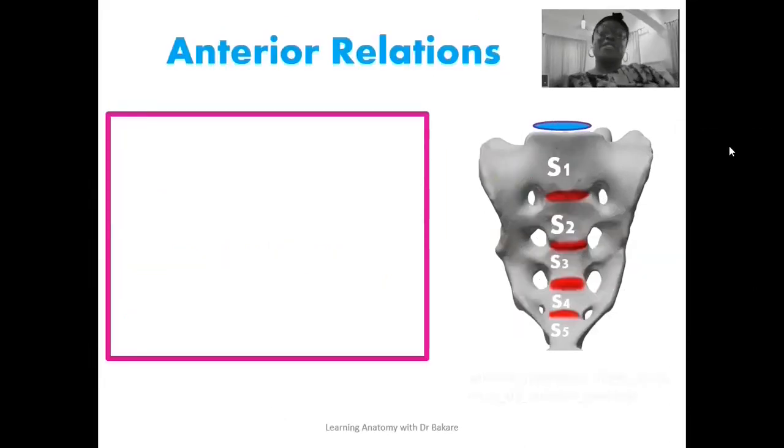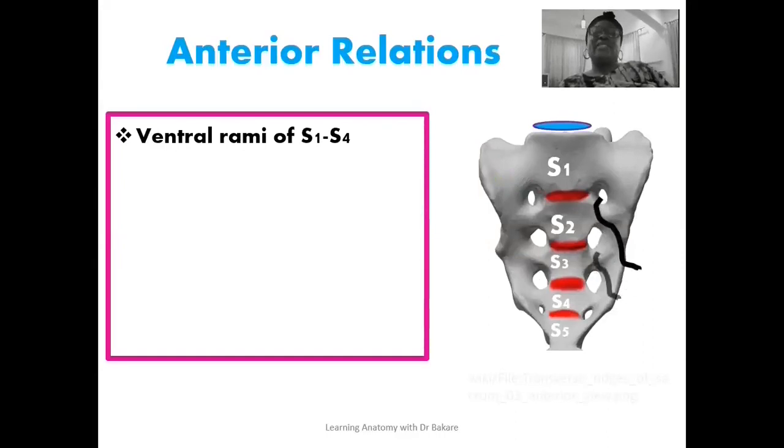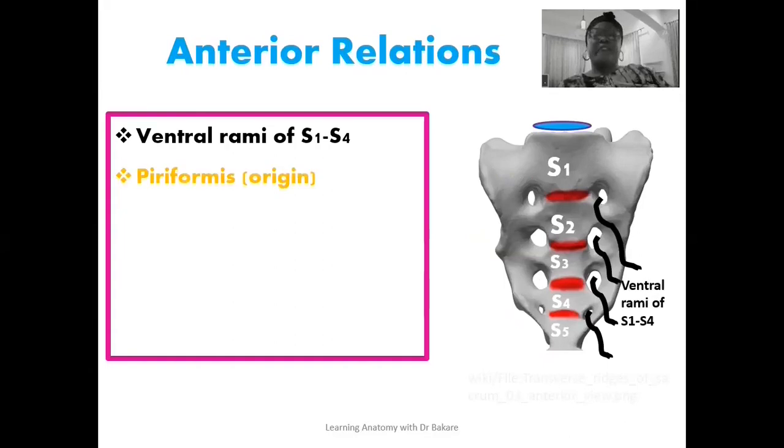So I've highlighted some of the structures that we have on the anterior surface of the sacrum. It's also good for us to dwell more on the structures that are related to it. So in the anterior part, we have the ventral rami from S1 to S4, as we've highlighted. These are related to the anterior surface of the sacrum, and this is how they run, passing through the anterior sacral foramina.